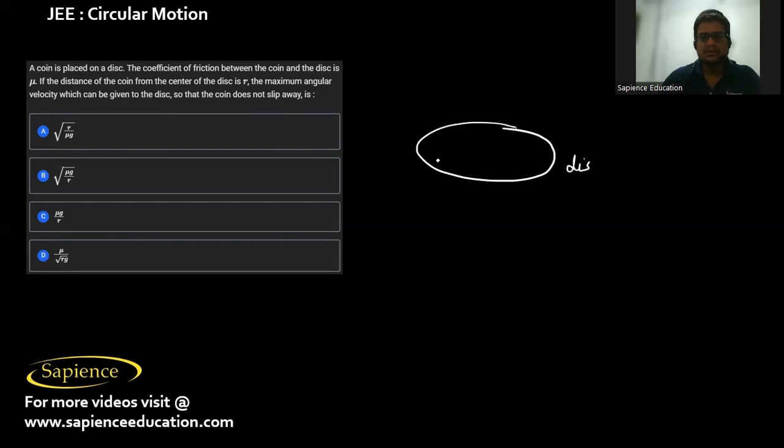So there is a disc. This is the disc. Here they have kept one coin, at a distance r from the center of the disk. And the coefficient of friction is mu. Then we have to find with what maximum angular velocity it can be given to the disk such that the coin does not slip away.